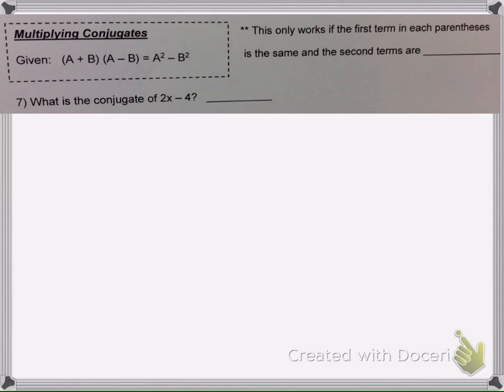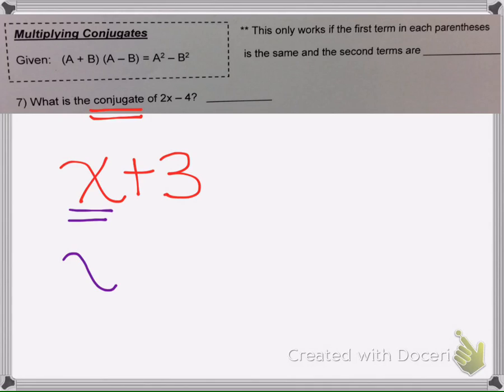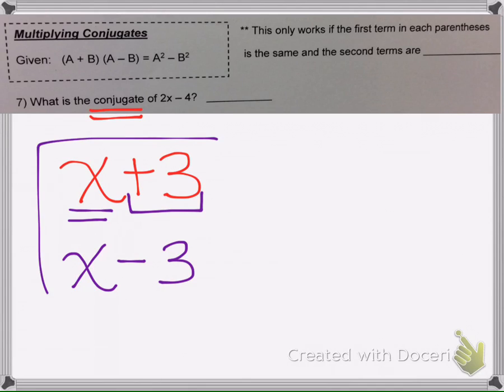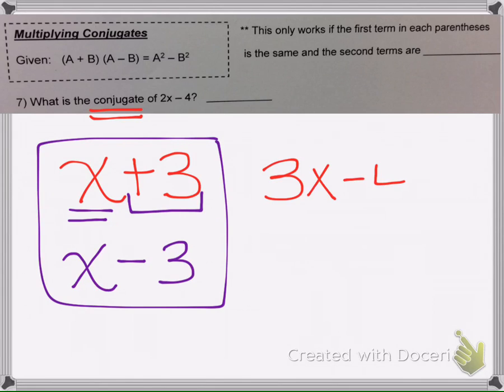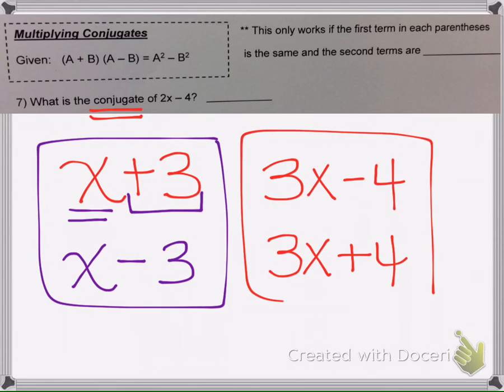Okay, the next thing we're going to talk about is something special that happens if we're multiplying conjugates. So let's make sure we understand what the word conjugate means. Conjugate means if I have x plus 3, the conjugate would be if I keep the first one the same, and then I make the second opposite, so minus 3. So these are considered conjugates. If I had, let's say, 3x minus 4, the conjugate would be 3x plus 4. So these are examples of conjugates.